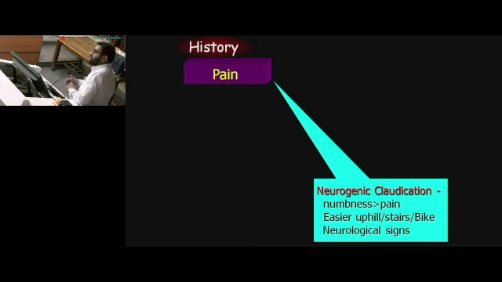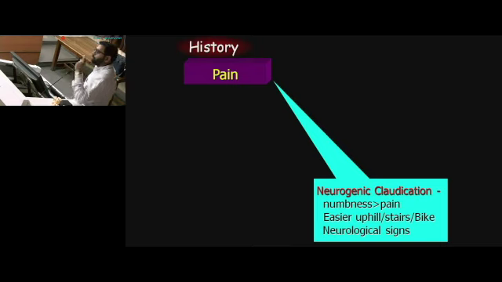Another thing is, radicular pain follows a dermatomal pattern. But in neurogenic claudication, the patient won't have any dermatomal pattern. It will be present in the whole limb. He won't say the pain is going along the lateral aspect. He will say that the whole leg feels heavy, the whole leg is paining. Also, radicular pain will be present in all positions, whether the patient is lying down, sitting or standing.